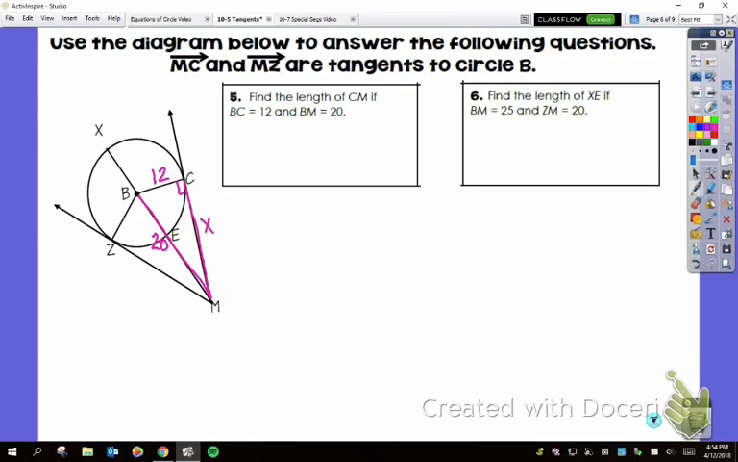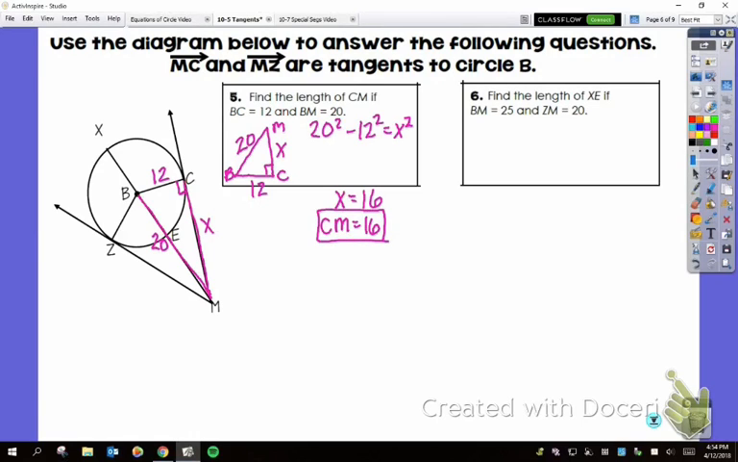I'm not going to work this whole problem out, but we are again using that triangle. We've got C, we've got M, and we've got B. We've got BC is 12 and BM is 20, and we're looking for CM. So again, we're using Pythagorean theorem, and we have to subtract. So we would say 20 squared minus 12 squared equals x squared. After you do that work, you should end up with x equals 16, which means that CM equals 16.